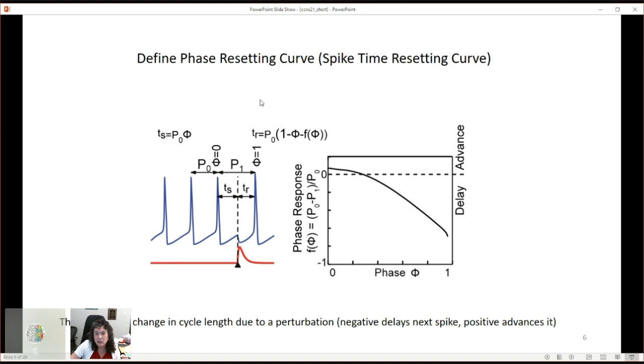If this were a linear time invariant system, then it wouldn't matter when you gave the perturbation. But this is not a time invariant system. It's a nonlinear system, and it very much matters where on the limit cycle you perturb it. And so a phase resetting curve or phase response curve tabulates the normalized change in the cycle period. So this is the change in the cycle period divided by the cycle period, and we're going to call that f of phi. I'm going to call that just an arbitrary function of the phase resetting, and delays are going to be negative and advances positive.